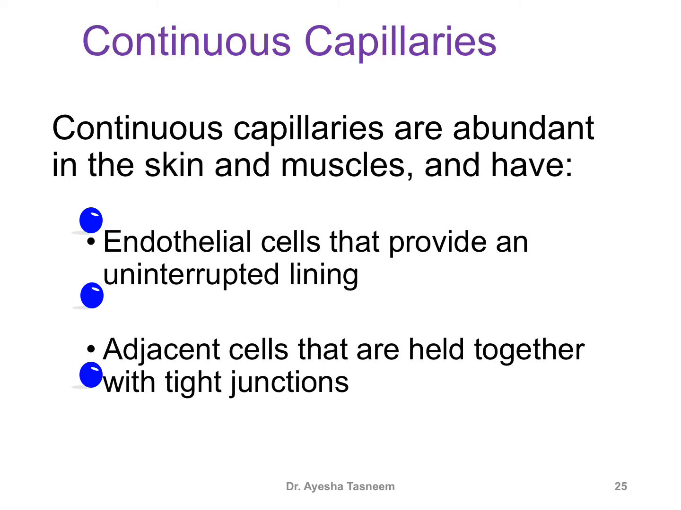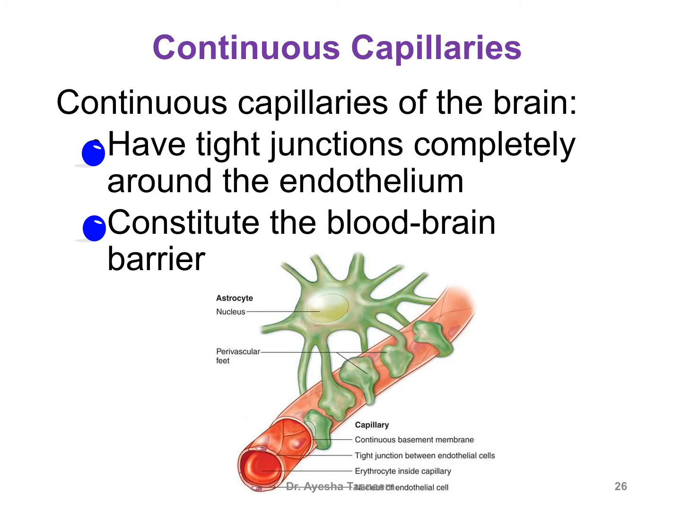We have three major types of capillaries. One is the continuous capillaries. They are most abundant in the skin and muscles and their endothelium is uninterrupted. It does not contain any gaps, and the adjacent cells are held together by tight junctions. These are the continuous capillaries, and the best example is the blood-brain barrier.